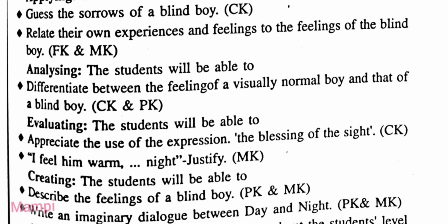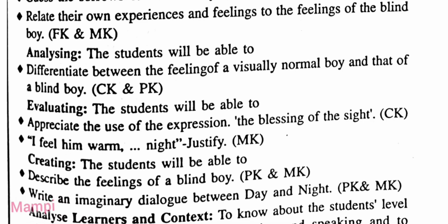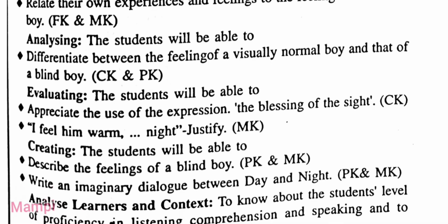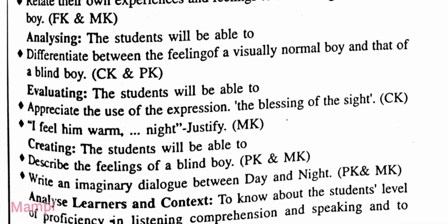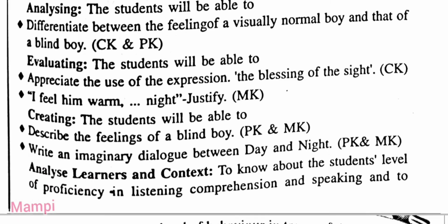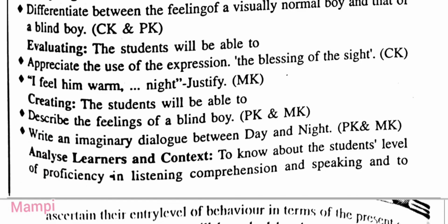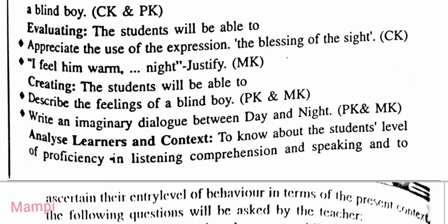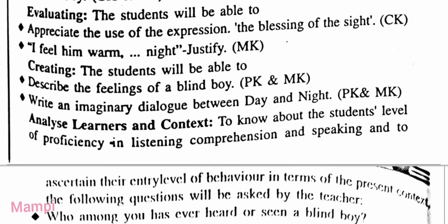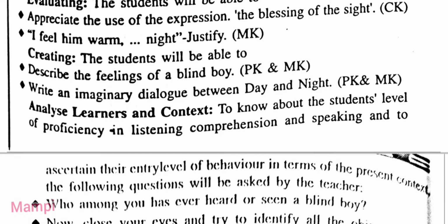Next point is analysis. The student will be able to differentiate between the feeling of a visually normal boy and that of a blind boy. Next point is evaluating. The students will be able to appreciate the use of experiences, the blessing of the sight. I feel him warm, night. Justify. Next point is creating. The student will be able to describe the feeling of a blind boy. Write an imaginary dialogue between day and night.